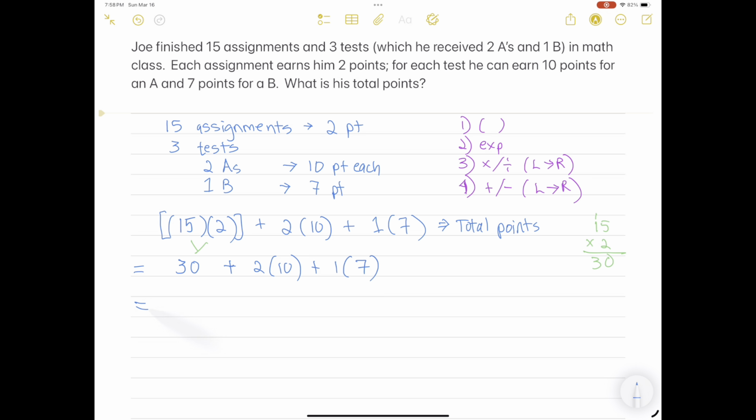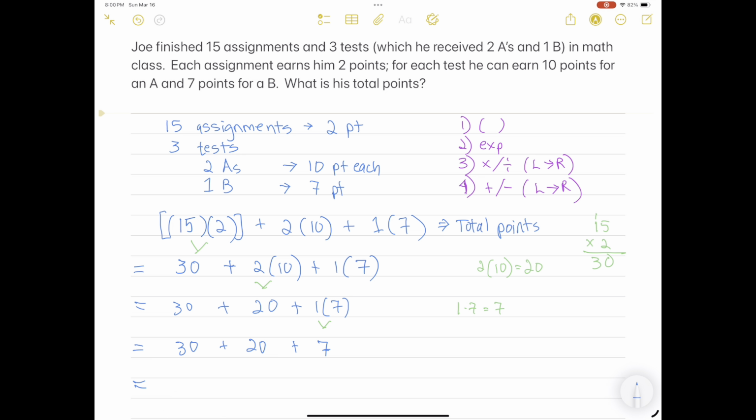So I just keep bringing down the equation as I simplify one part of it at a time. Now I must solve the next multiplication, 2 times 10, which equals 20. I bring that down on the line below and rewrite the rest of the equation. So I have 30 plus 20 plus 1 times 7. And now I simplify 1 times 7, which is just 7. And I write that on the line below. And then I have the rest of the equation, which I bring down. So I have 30 plus 20 plus 7.